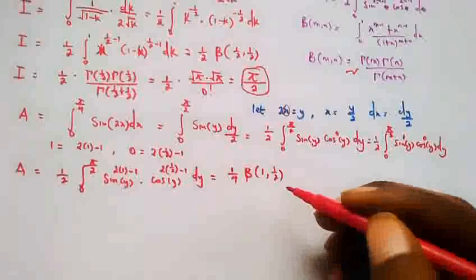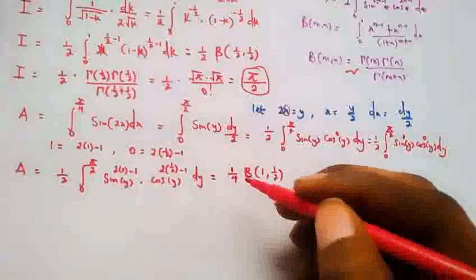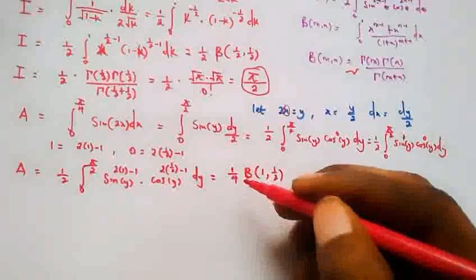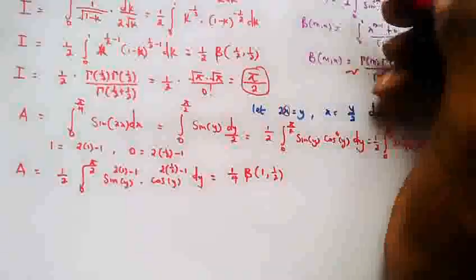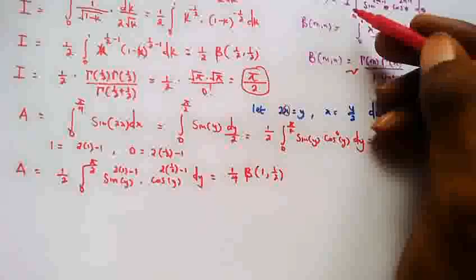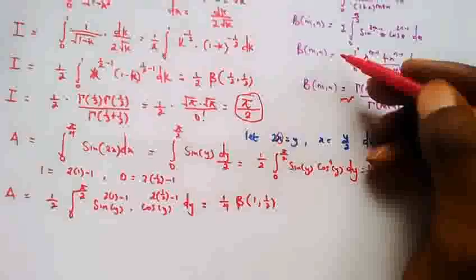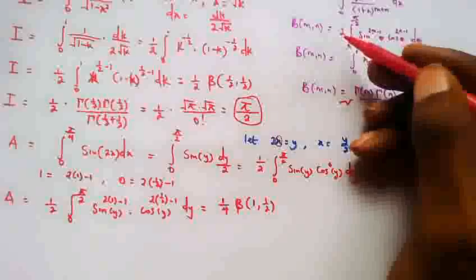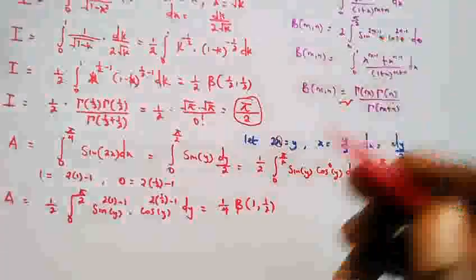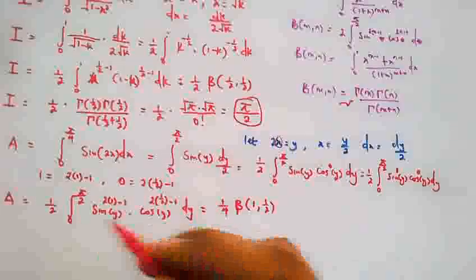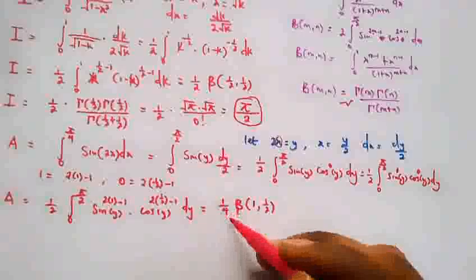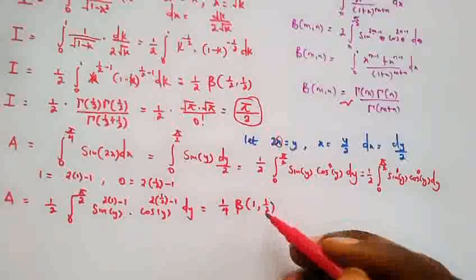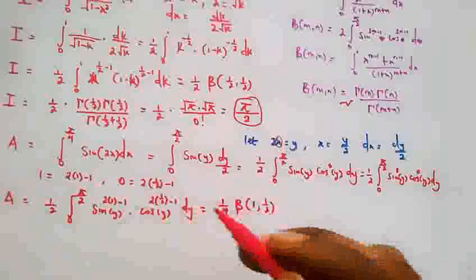So how did we get this 1 over 4? Let's check if this looks exactly like what we have. We have from here that the beta of m, n is twice this integral. So when we have 1 over 2 times this integral, we say that is 1 over 4 beta of 1 and 1 over 2. Let's try multiplying both sides by 4.